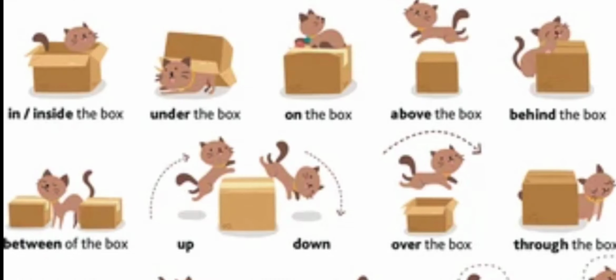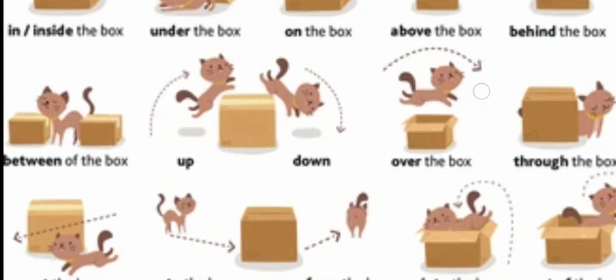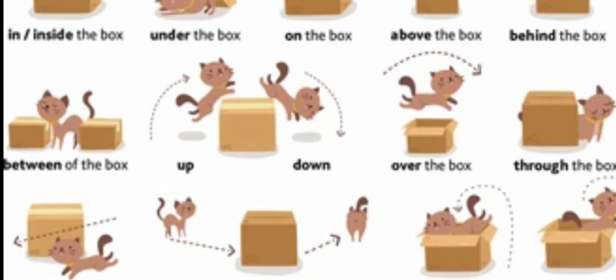अबव द बॉक्स, उसने बॉक्स के ऊपर छलांग मारी है. बिहाइंड द बॉक्स, वो बॉक्स के पीछे है. बिटवीन द बॉक्स, वो बॉक्स के दरमियान से चला गया है. अप, उसने छलांग मारी है बॉक्स पर. या डाउन, उसने बॉक्स से नीचे छलांग मारी है. ओवर मीन्स फ्रॉम वन साइड टू अनदर, यानी कि उसने बॉक्स के एक साइड से दूसरे साइड छलांग मारी है. थ्रू, वो बॉक्स से निकला है.